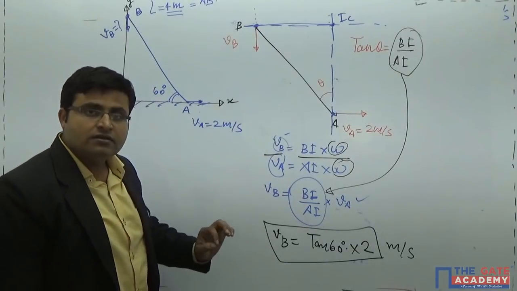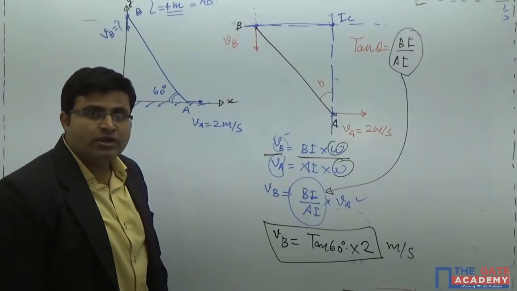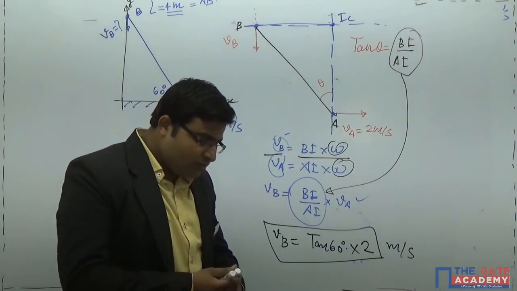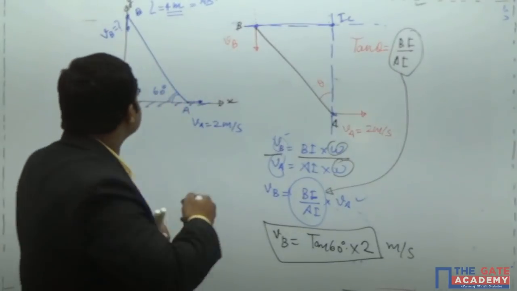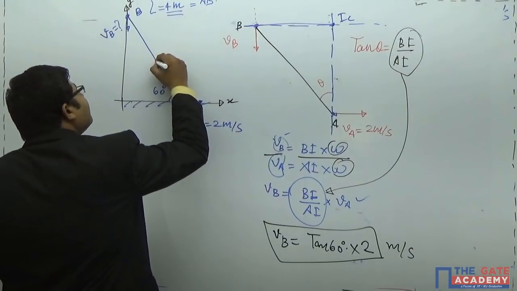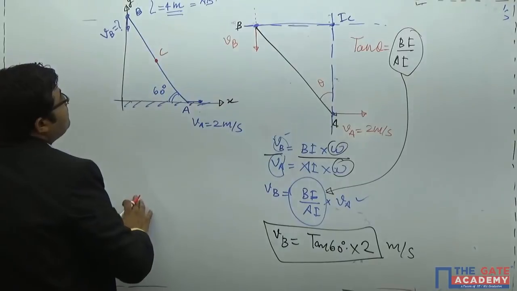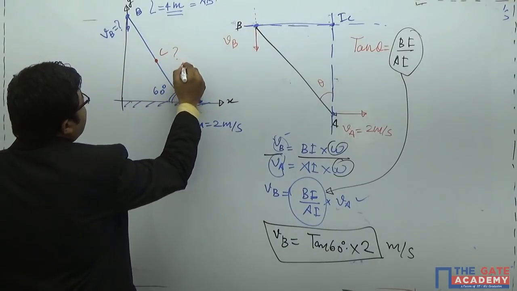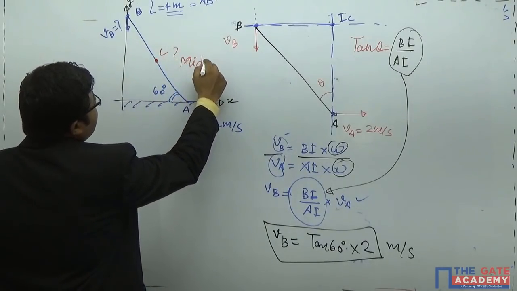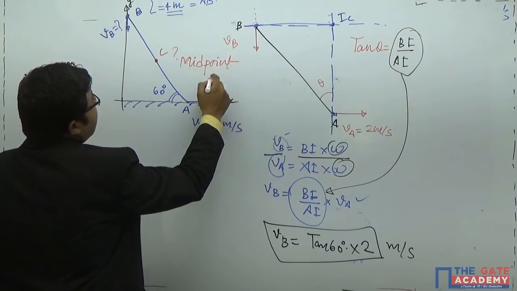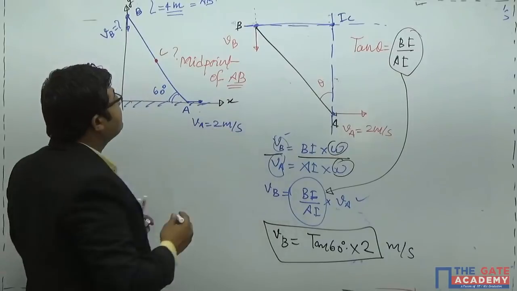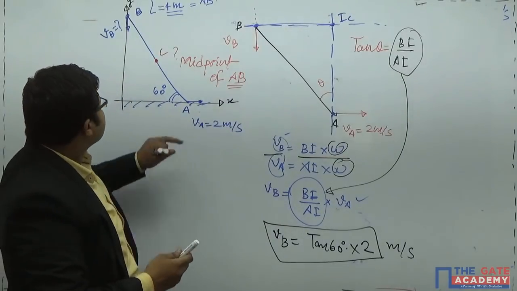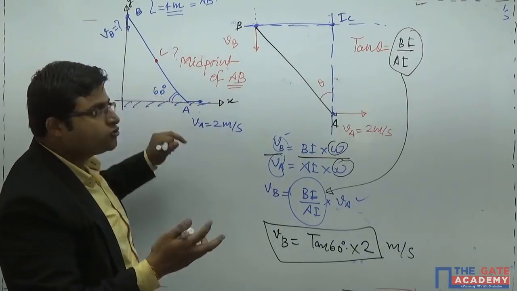This is B. You have already calculated the velocity at point B. In addition, in the GATE examination they can make changes. They will ask you like this. Suppose this is some other point C. This point C is what? The midpoint of AB. Getting? Midpoint of AB. So the velocity at point C can also be determined.